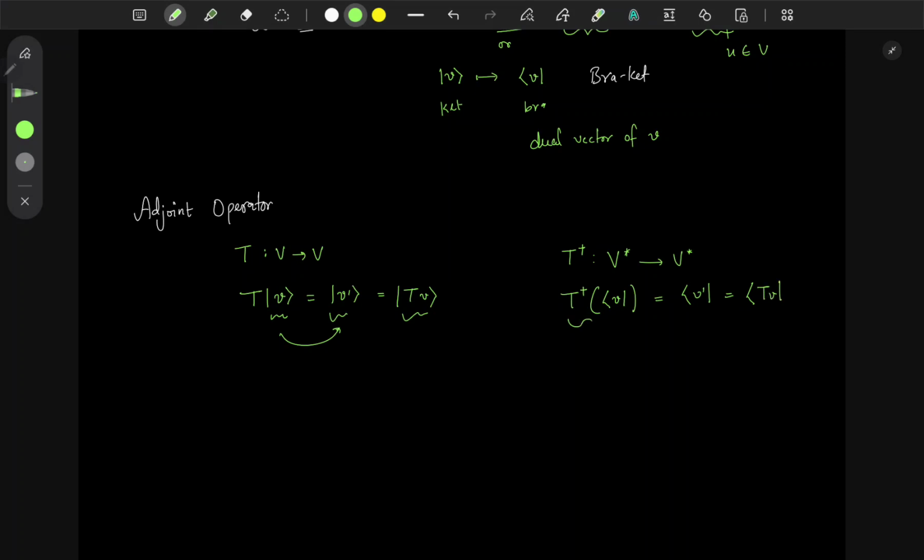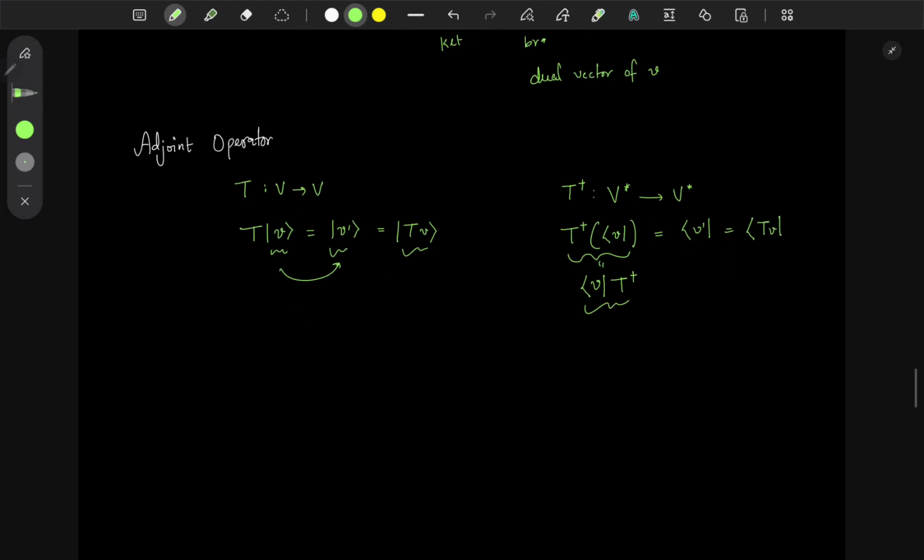And for this T dagger taking bra v as input, the usual notation is to write the bra vector first and the T dagger later. So we basically write it like this. This is how we write it. So this T dagger is called the adjoint of T.